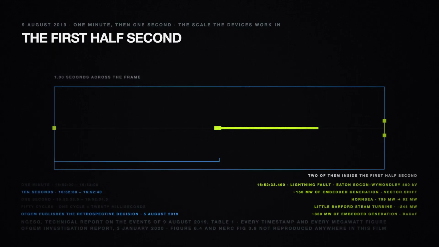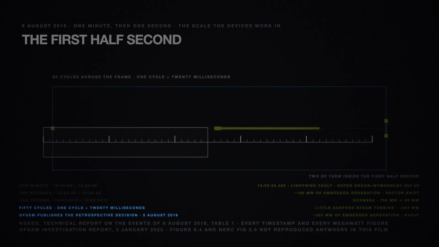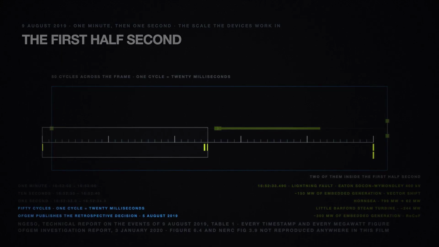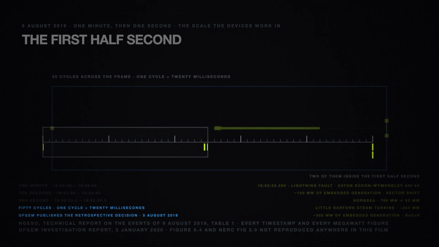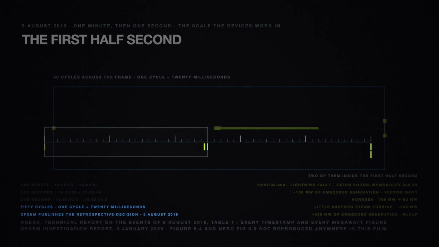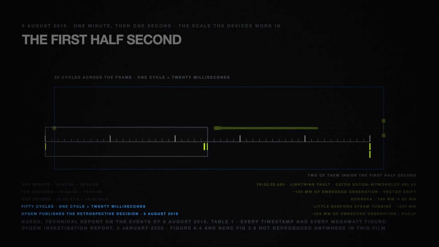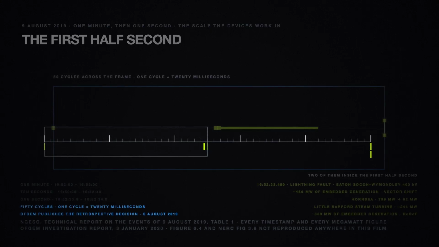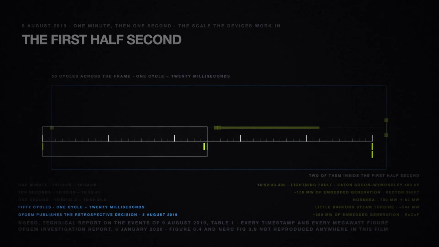1 more decade down is the ruler from earlier in this film. 50 cycles, same pitch. That is the scale the devices were working in. The control room's minute, and that ruler are 4 orders of magnitude apart. The devices had the first second.